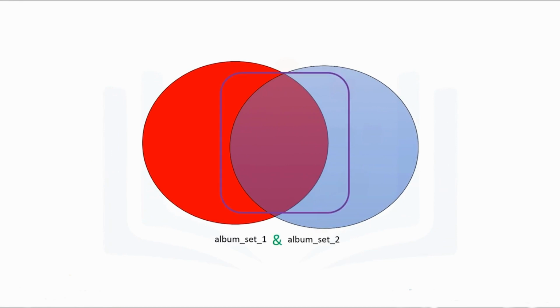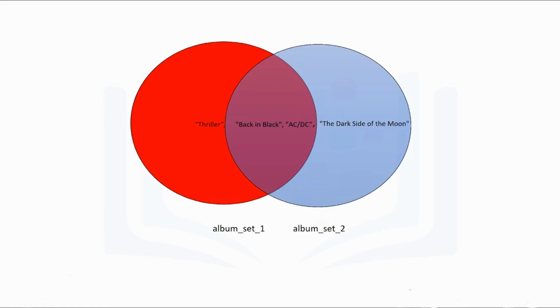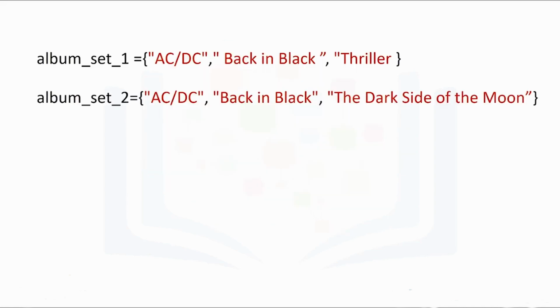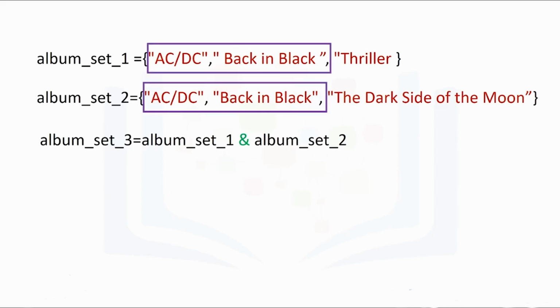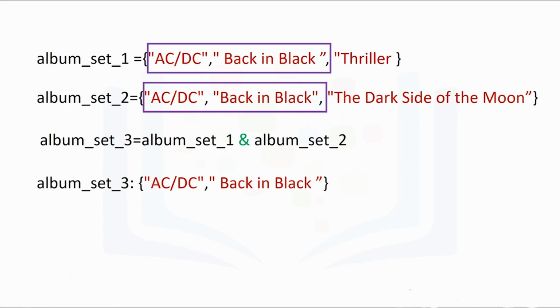As the overlap is comprised of the red circle and blue circle, we define the intersection in terms of AND. In Python, we use an ampersand to find the intersection of two sets. If we overlay the values of the set over the circle, placing the common elements in the overlapping area, we see the correspondence. After applying the intersection operation, all the items that are not in both sets disappear. In Python, we simply just place the ampersand between the two sets. We see that both ACDC and Back in Black are in both sets. The result is a new set album set 3, containing all the elements in both album set 1 and album set 2.